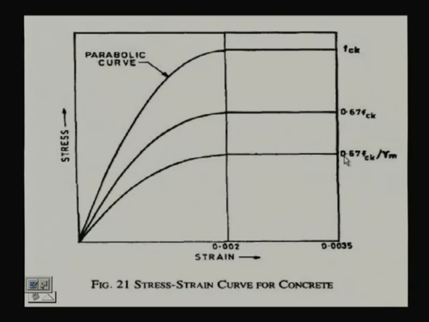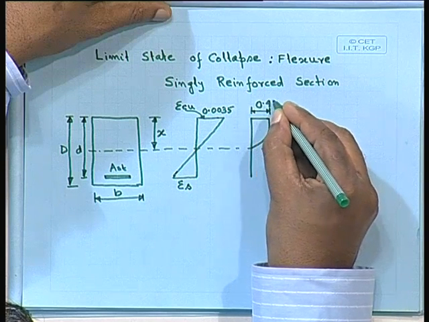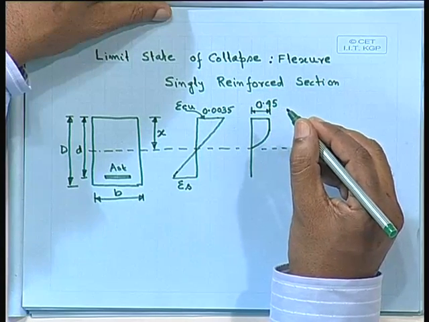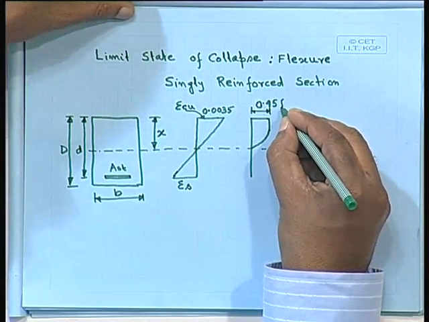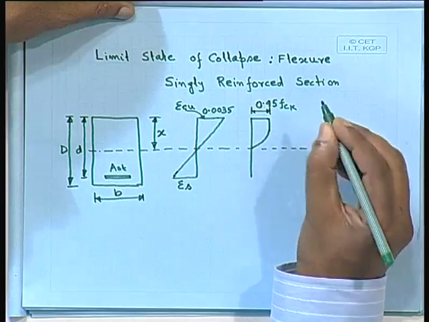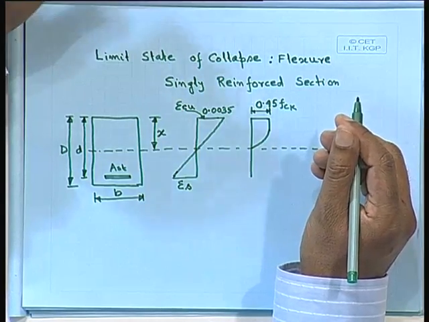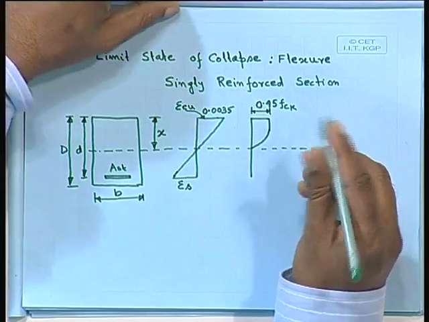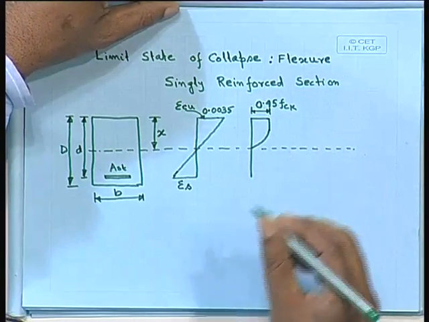This value comes to 0.45. We shall consider this value as 0.45. So we are taking 45% of the cube strength. To be more specific, for our design purpose we are taking 45% of the cube strength.